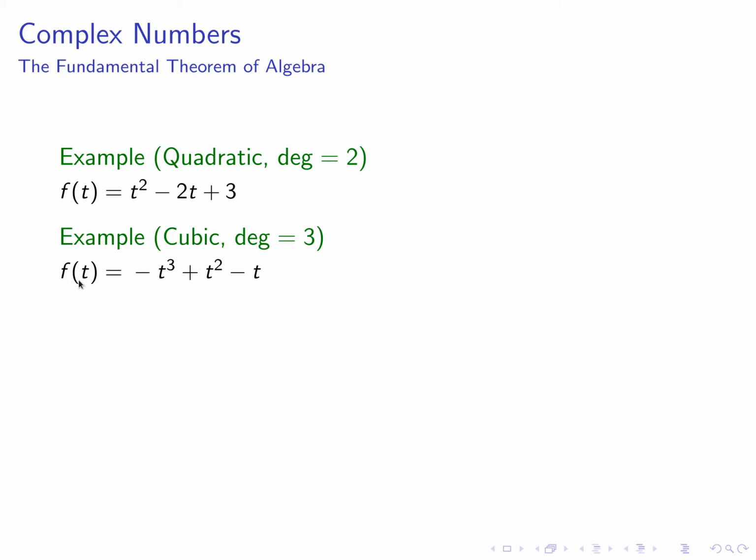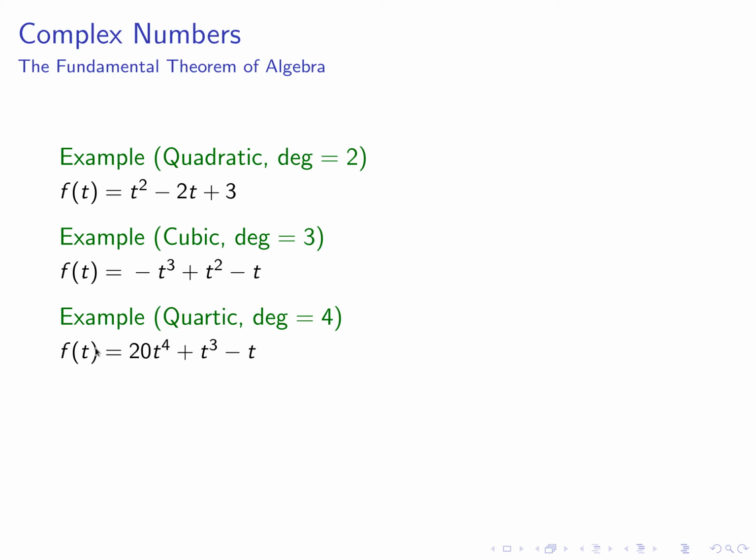Here's another polynomial. This one is negative t cubed plus t squared minus t. This is an example of a cubic polynomial. Cubic means that the degree is equal to 3. And we can see the degree here is equal to 3 because the largest exponent in any of these terms is in the first term here where we have t cubed.